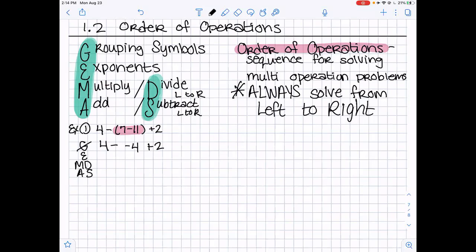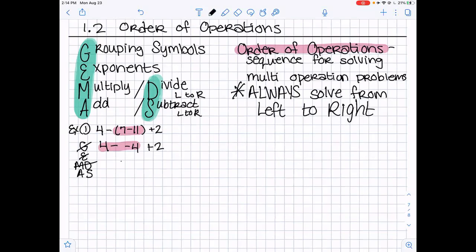Are there any exponents? No, so I can cross that off. How about multiply or divide? No, so I can cross that off. How about add or subtract? Yes, so we just move from left to right. This comes first. So what's 4 minus -4? 8, right? Because this is positive. 8 plus 2 would be 10, so 10 is my answer.